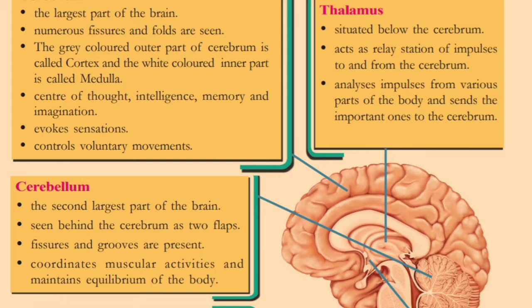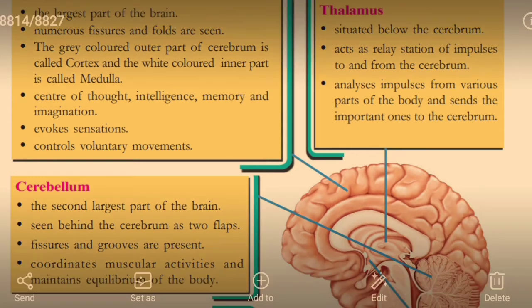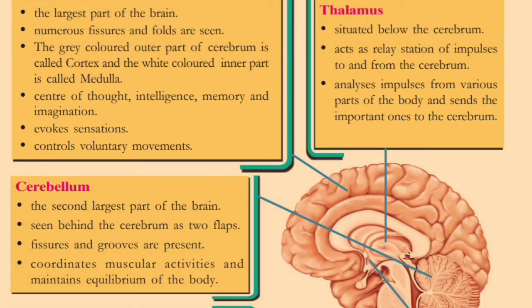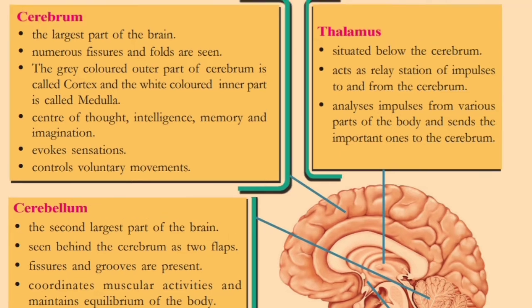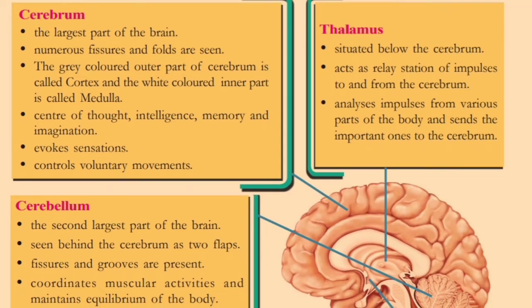What are the functions of cerebellum? Coordinates the muscular activities and maintains the equilibrium of the body. Equilibrium of the body and coordinates muscular activities. This is the function of cerebellum. Then the third part is known as thalamus. Thalamus is situated below the cerebrum. Function, it acts as a relay station of impulses to and from the cerebrum.